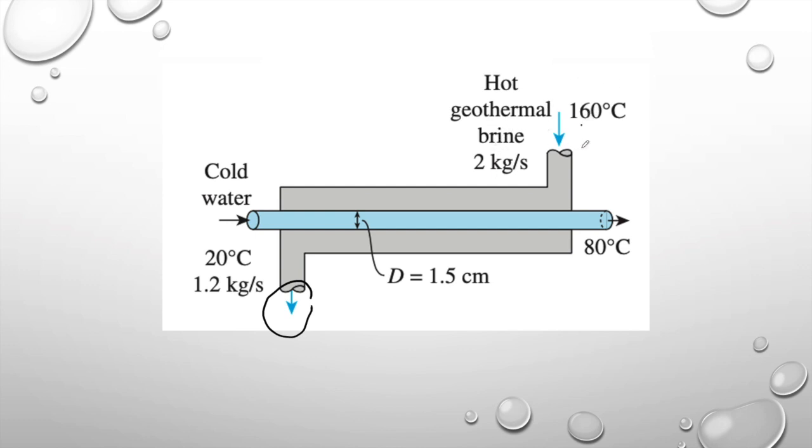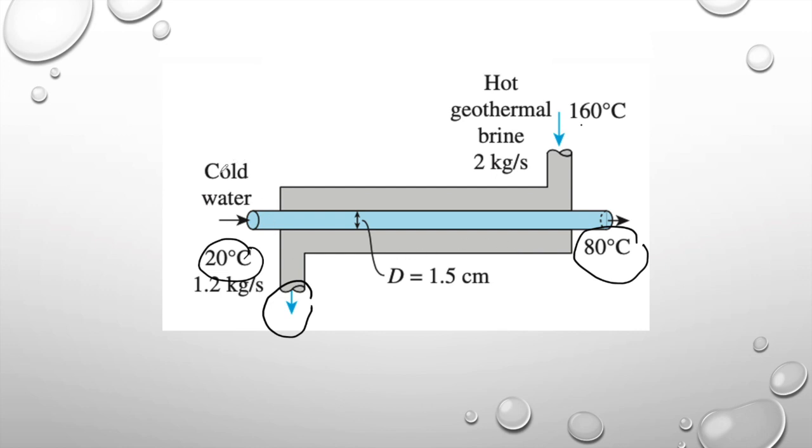So we know that the inlet temperature for the geothermal is 160 degrees Celsius, but the outlet temperature of the geothermal is not given. Okay. And then what about the cold water? Cold water enters at 1.2 kilogram per second at 20 degrees Celsius and then leaves the system at 80 degrees Celsius.